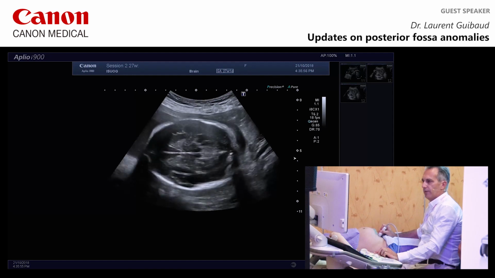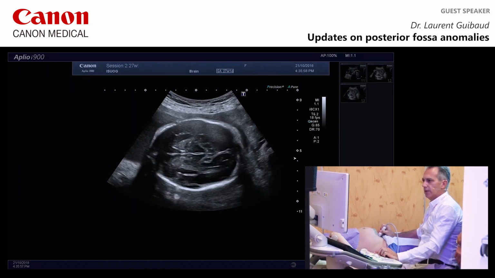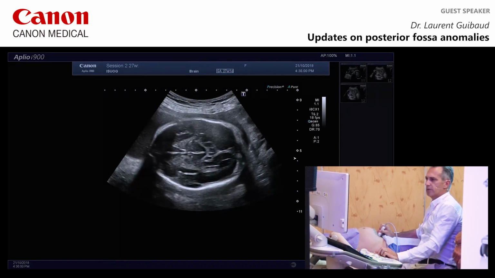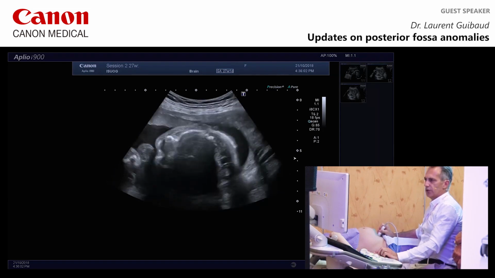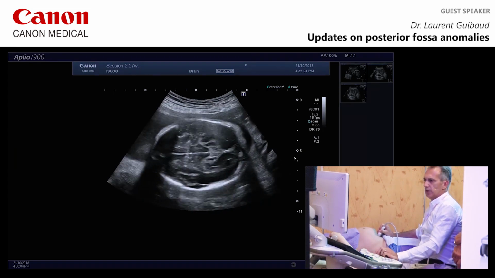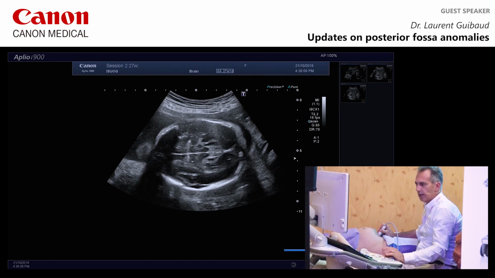So for this patient, I think an important thing is to know at what gestational age we are. So you see that you have here the insula, and the temporal lobe here.